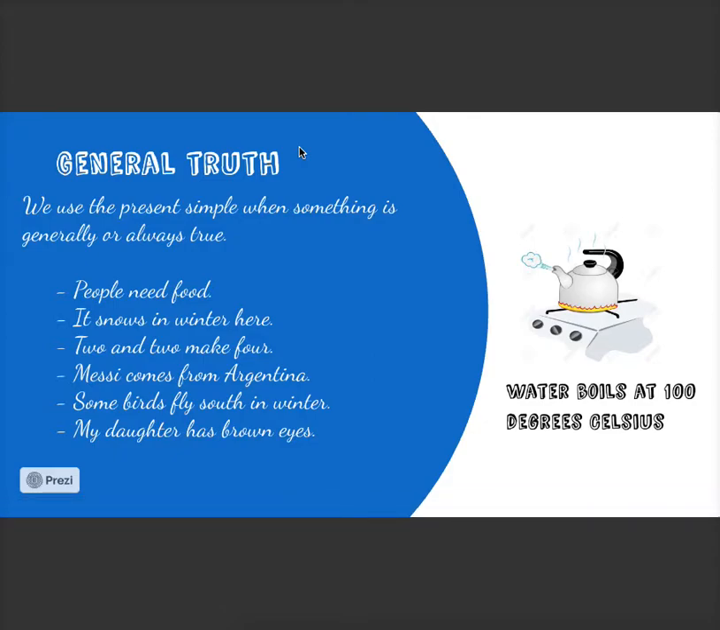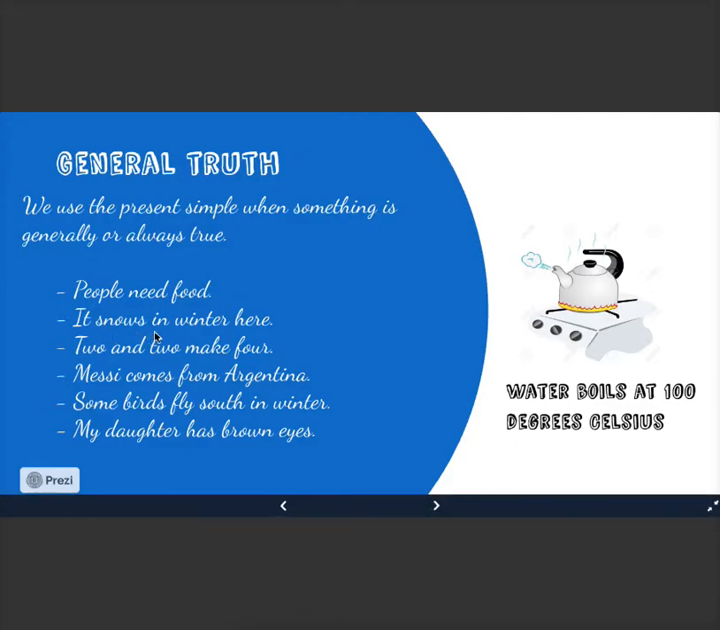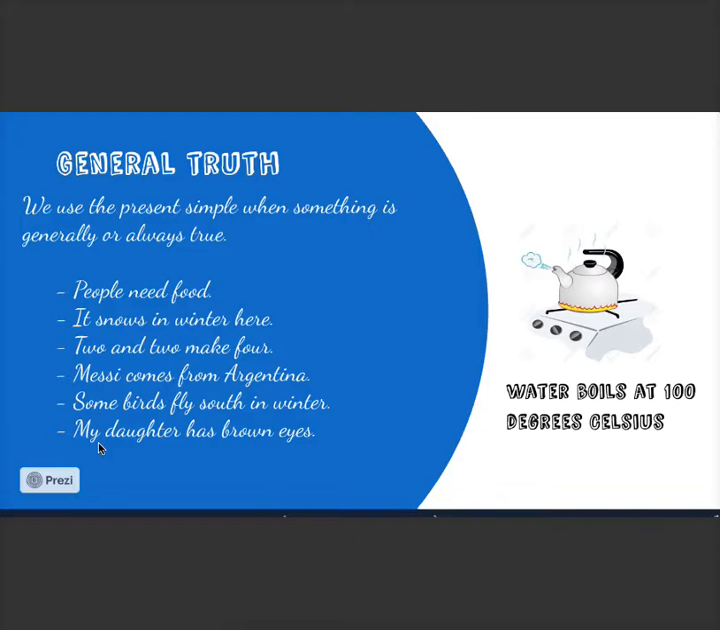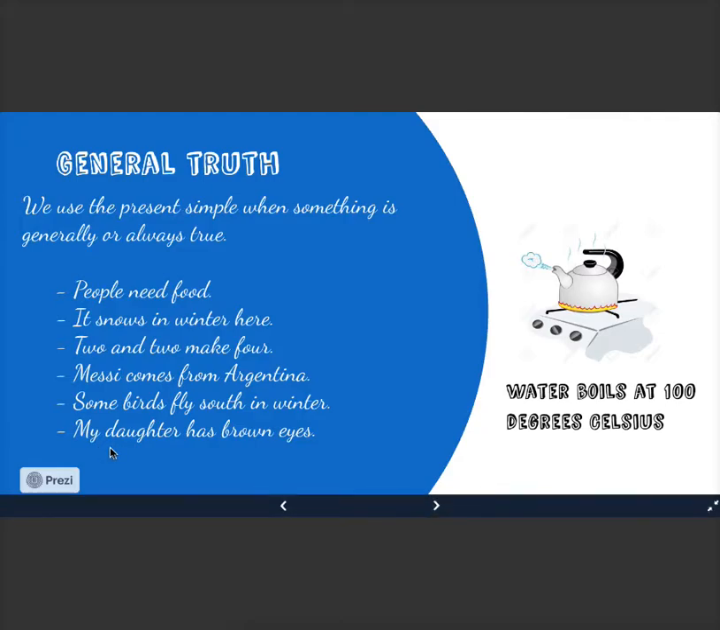We use the present simple when something is generally or always true. People need food. It snows in winter. In winter, I thought it said minus for in winter here. 2 and 2 makes 4. Messi comes from Argentina. Some birds fly south in winter. Sorry. Okay, don't worry. The letter was so strange for me. My daughter has brown eyes.